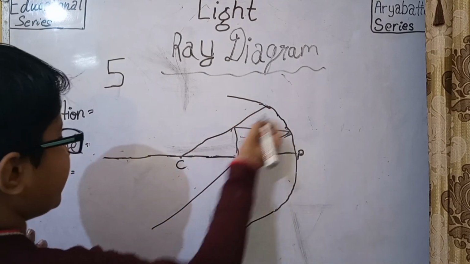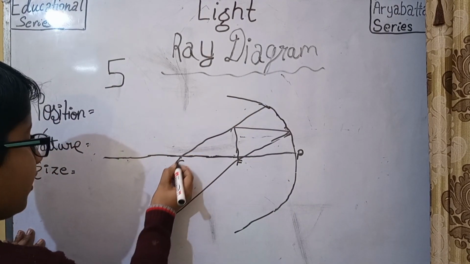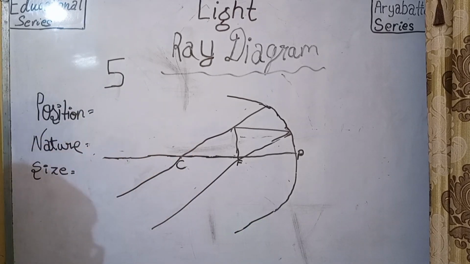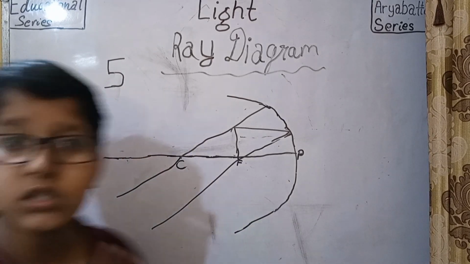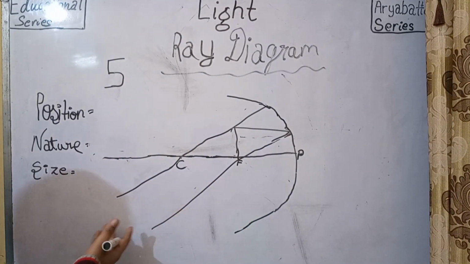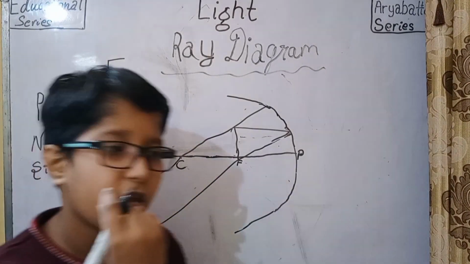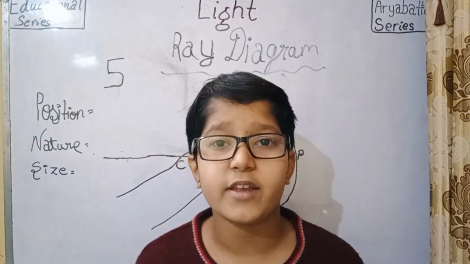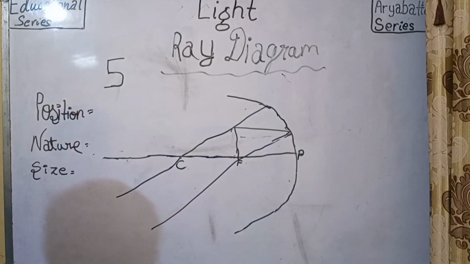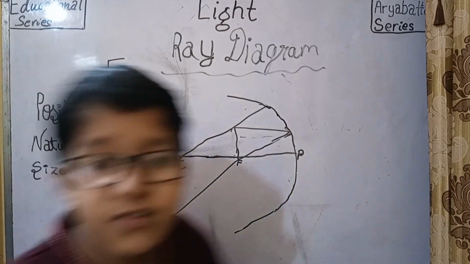So it retraces the same path, as we know that it retraces the same path back. Oh my god. Now what just happened? They are not converging at a point. If they do not converge at a point, how will an image be formed?